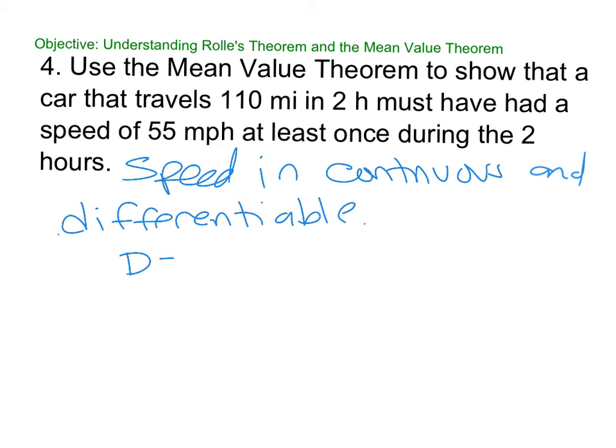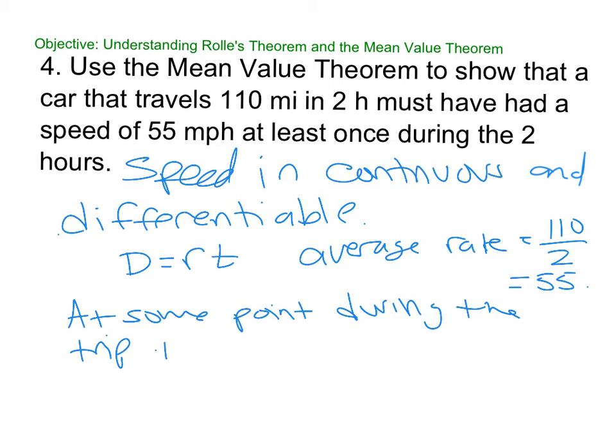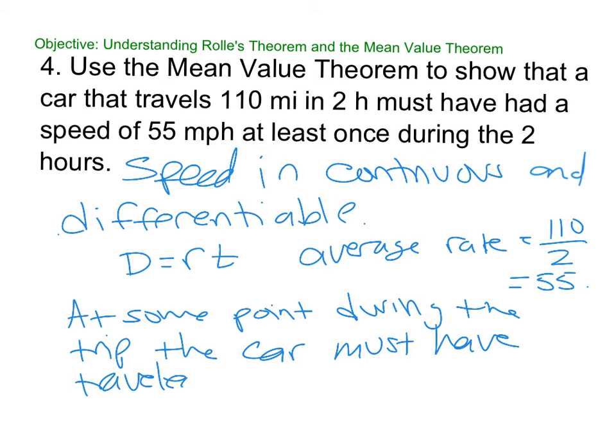If distance equals rate times time, our average rate is 110 over 2, which is 55. At some point during the trip, the car must have traveled 55 miles per hour. If it's averaging 55, right? Because there's no way to average a number if you're mostly below it.